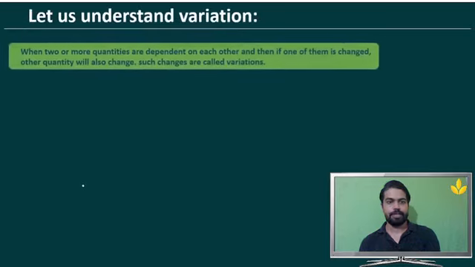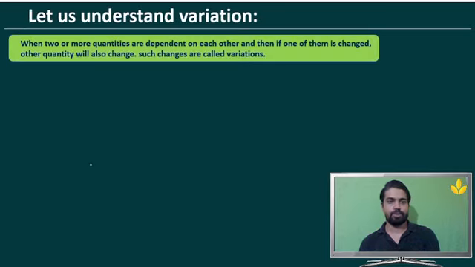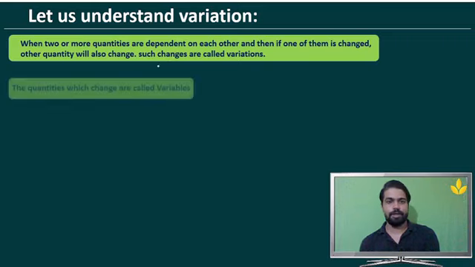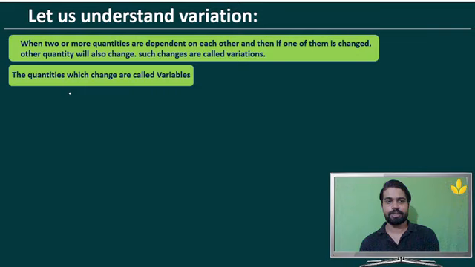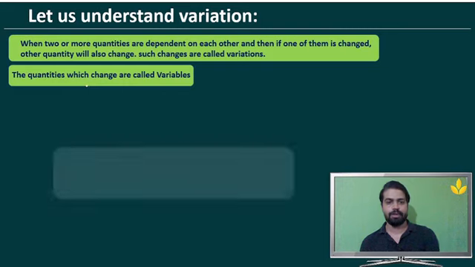So what is variation? Whenever two or more quantities are dependent on each other, then if one of them changes, the other one which is depending upon it will also change. Such a change is called variation, and the variables are nothing but the quantities which actually change. And you can understand the quantities which do not change, always remain the same, are called constants.